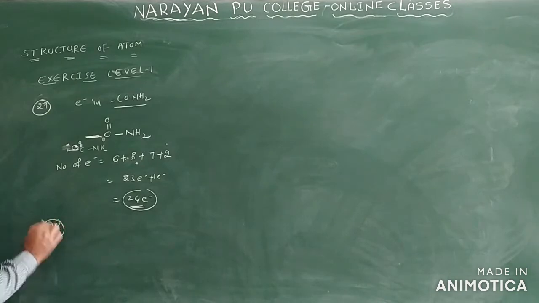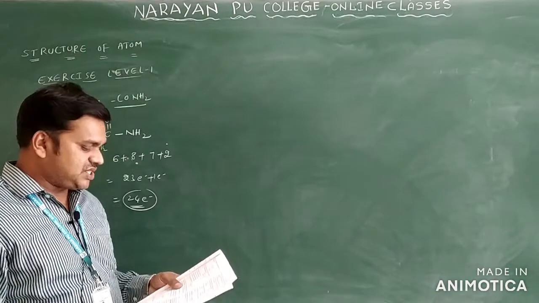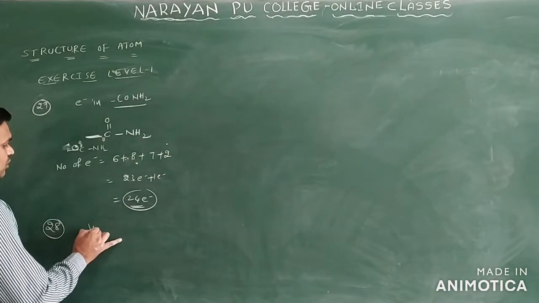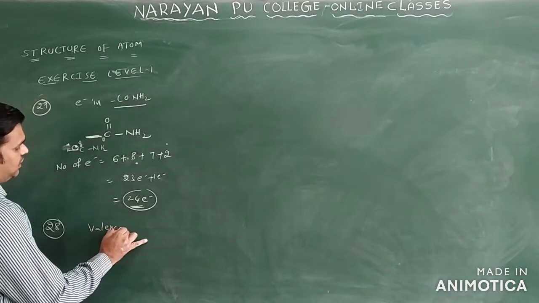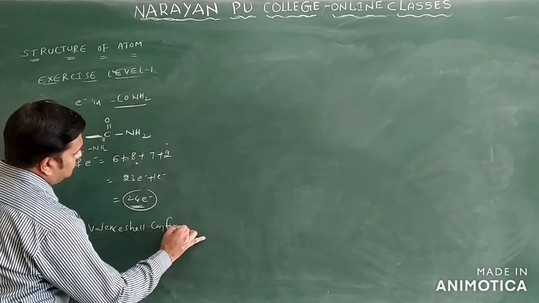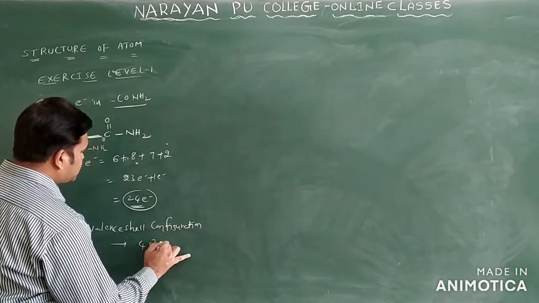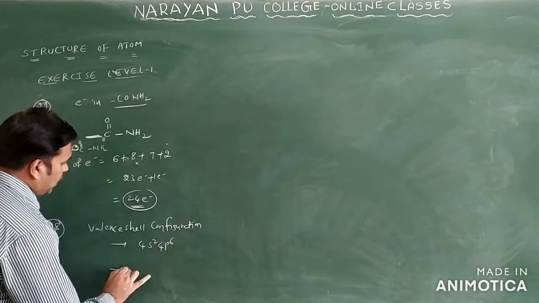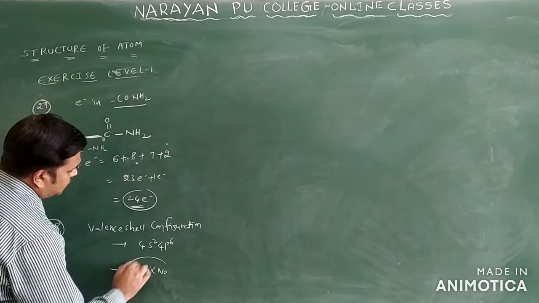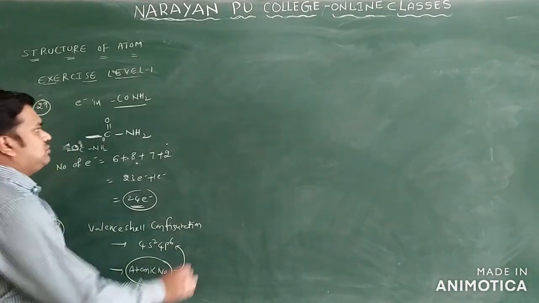Now we can see question number 28. The atomic number of an element whose valence shell has the electronic configuration 4s2 4p6. What is the configuration they have given? 4s2 4p6 only. What are they asking here? What is the atomic number of this element with the configuration 4s2 4p6?